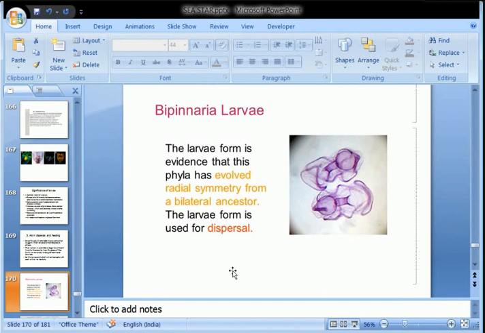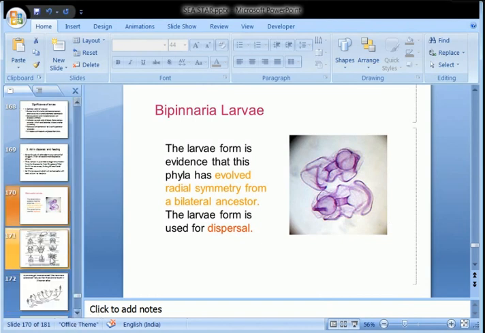Right? Then after that, the animals are bilaterally symmetrical. And then again, from those bilaterally symmetrical ancestral forms, there is another line that has this radial symmetry. So these radially symmetrical animals have probably formed, or definitely that they have formed from a bilateral ancestor. And this larval form is used for dispersal that we have talked about.